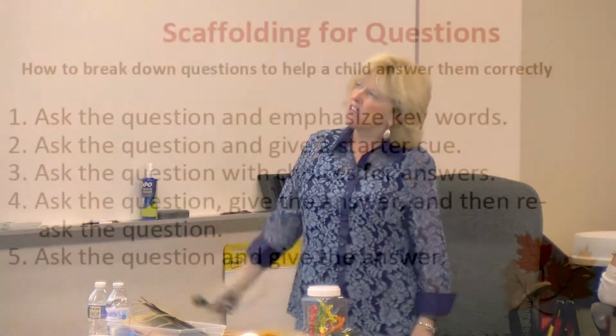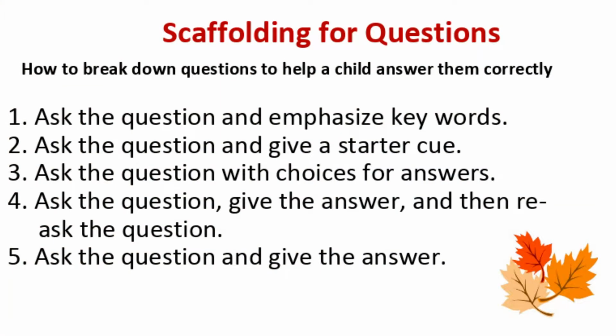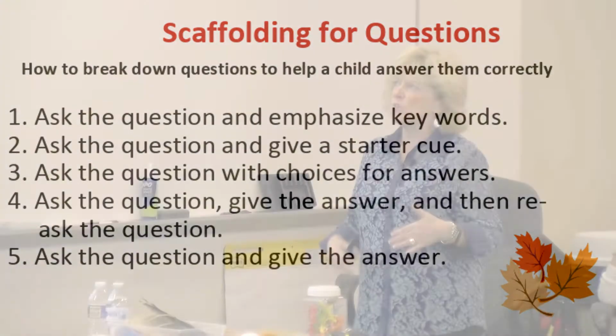So you say, tell me how the chameleon felt at the end of the story. Number 3, asking the question with choices for answers. I use that one the most when I'm trying to help a child who struggles with questions. By giving choices, you're narrowing the field of possibility of answers.